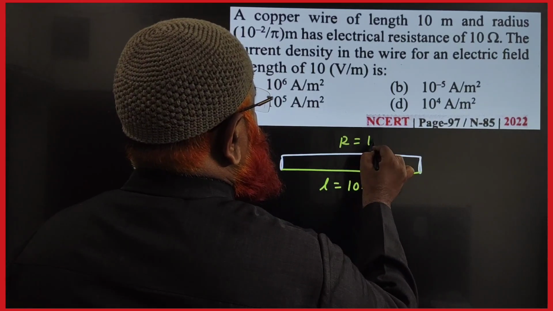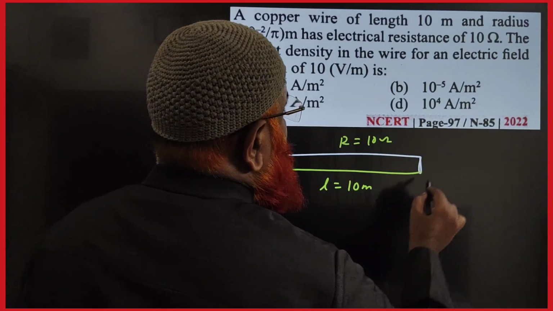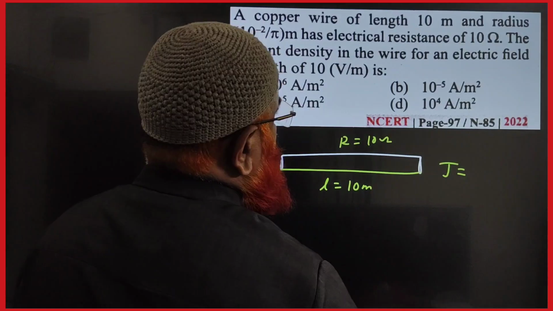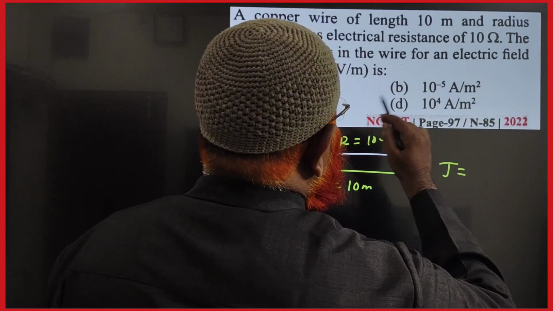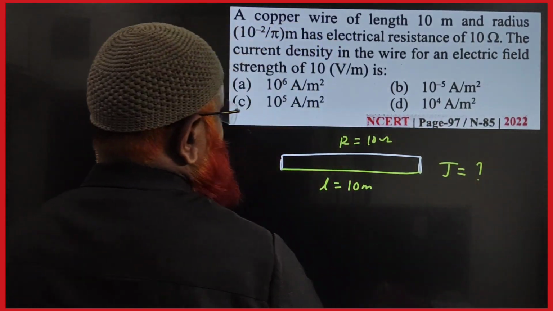Having length 10 meters, what is the resistance? 10 ohms. And what is the current density, meaning J? Current density is how much current per area in the wire. You have to find out the current density. Am I right or not?